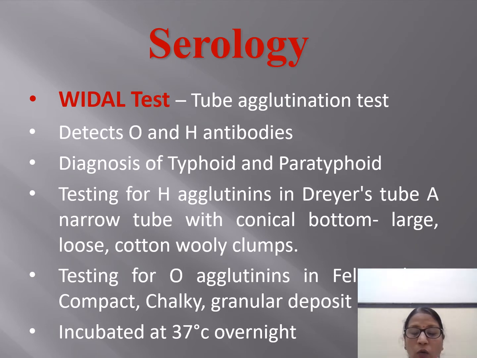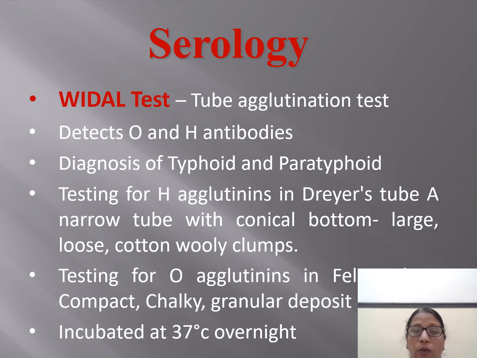Round bottom tubes are taken, which are known as Felix tubes. A compact, chalky, granular deposit will be there. Whereas in Dreyer's tubes, which are a set of three, one for Salmonella Typhi, one for Paratyphi A, one for Paratyphi B, narrow tubes with conical bottom are taken, and large, loose, cotton woolly clumps will be formed in these tubes.